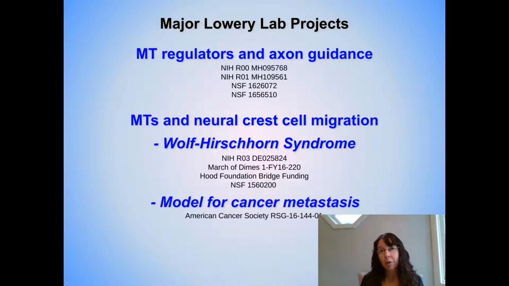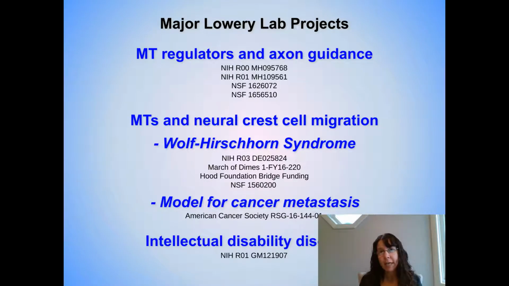So we also now look at neural crest cell migration within the context of a human disorder called Wolf-Hirschhorn Syndrome, which I'm going to talk about at the end of this talk. And we're also now using Xenopus laevis neural crest cells as a model to study cancer metastasis. Finally, we are also using Xenopus laevis as a rather inexpensive medium throughput system to identify the functions of genes associated with various human intellectual disability disorders. So this is a broad range of topics all related to either cell movement or neural development. And today I'm going to talk about the microtubule regulators and axon guidance and Wolf-Hirschhorn syndrome.